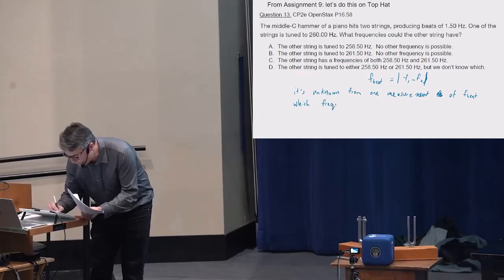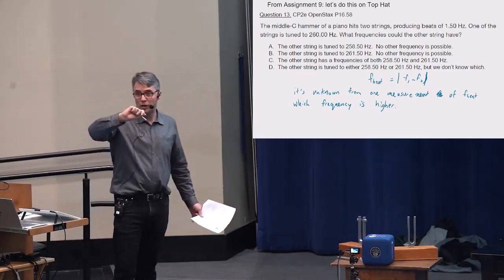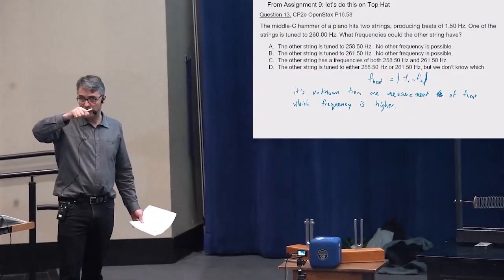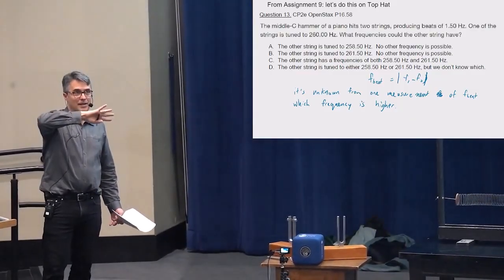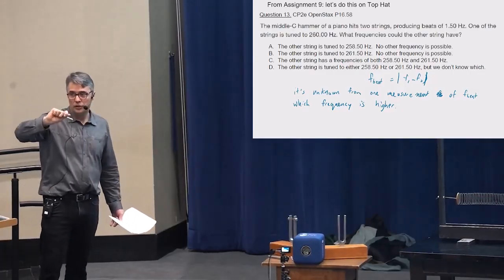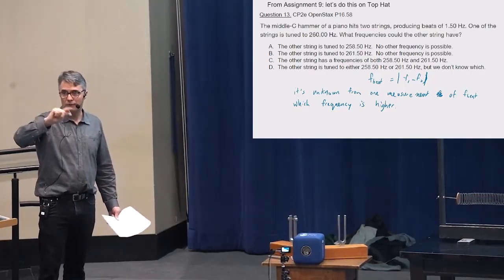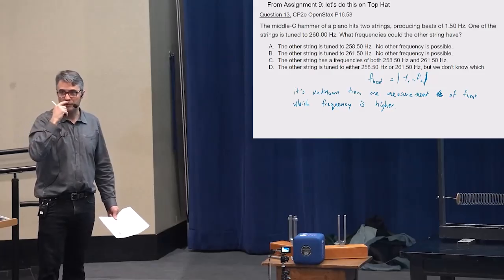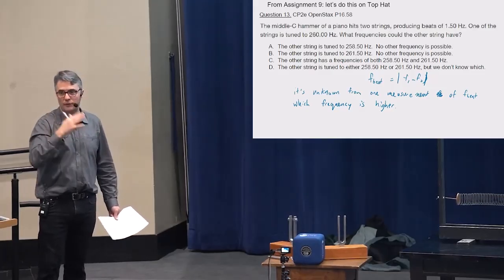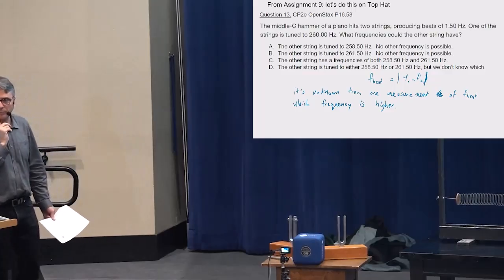But what you can really do if you're tuning a piano, you can take the string you don't know and tighten it, which you know will increase the frequency a little bit. And then, depending on whether the beat frequency goes up or down, you know if you're getting closer or farther away from the known frequency. So you can resolve it by just changing one of these a little bit, and then you'll know if you're above or if you're below.